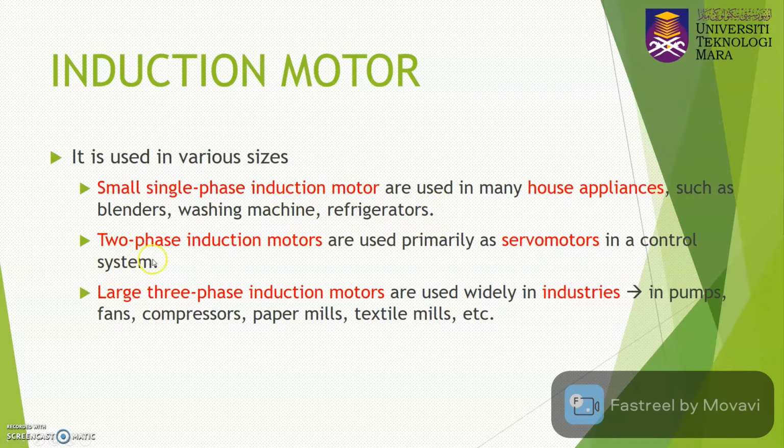Two-phase induction motors are used primarily as servo motors in control systems. Large three-phase induction motors are used widely in industry, such as in pumps, fans, compressors, paper mills, textile mills, etc. So this is an example of applications for the induction motor, where we have various sizes of induction motor.